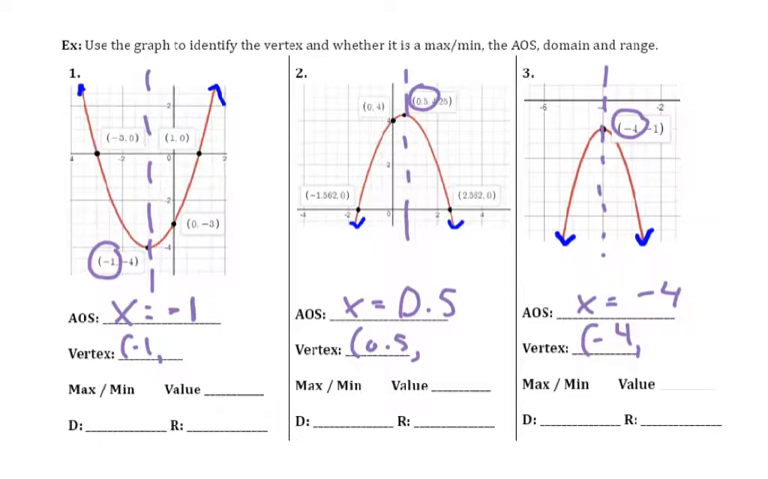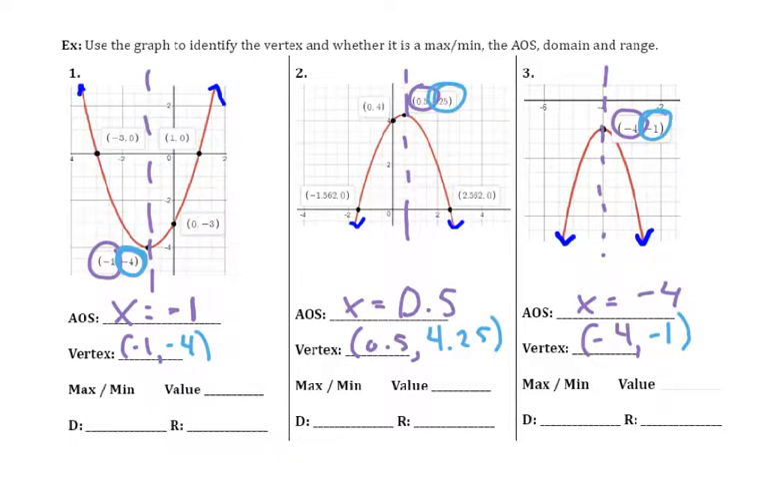Now, I'm going to use blue to find the y value of our vertex. Well, when we have the graph to find the y value, we just need to go to the vertex and actually find that indicated y value of the ordered pair. So for number 1, the vertex is at the point -1, -4. And on number 2, the vertex is at the point 0.5. We already had that part. And then our y value, which is 4.25. Number 3, the vertex is at the point -4, -1. So -1 is the y value that I need to add.